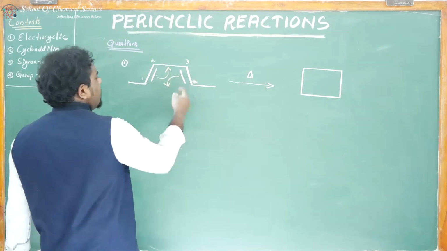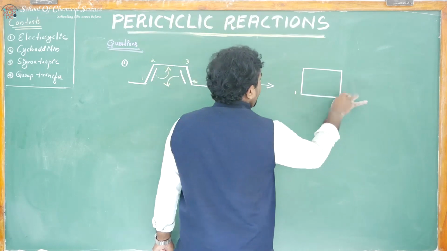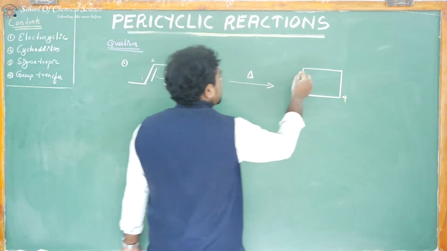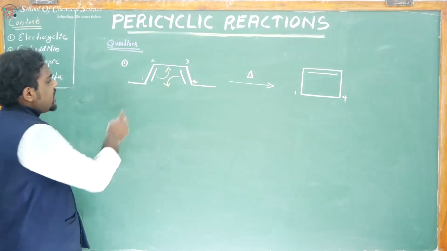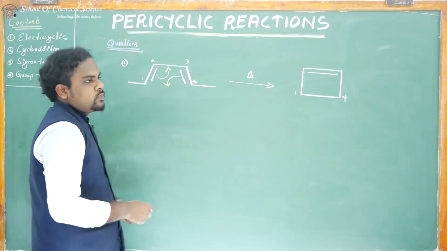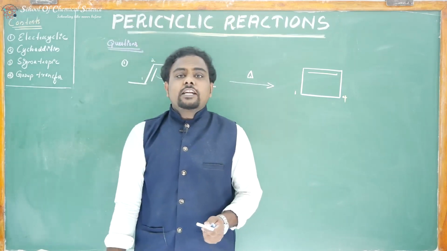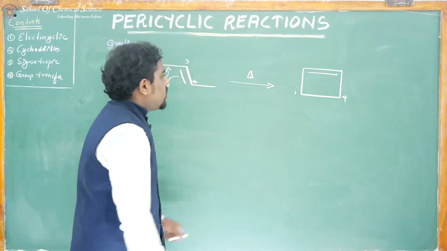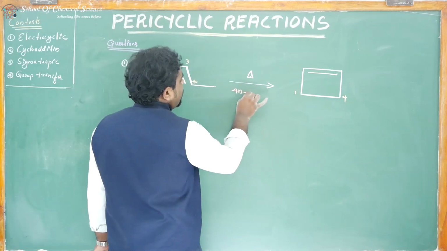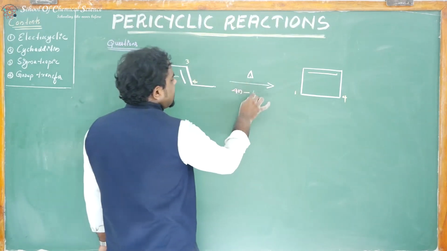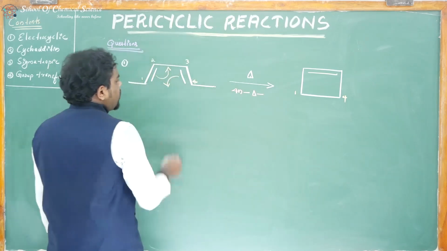A new sigma bond is formed between 1 and 4. So here a pi bond is there. My question: what is the stereochemistry of these two methyl groups? Your system is a 4n system. Condition is thermal. What type of rotation?